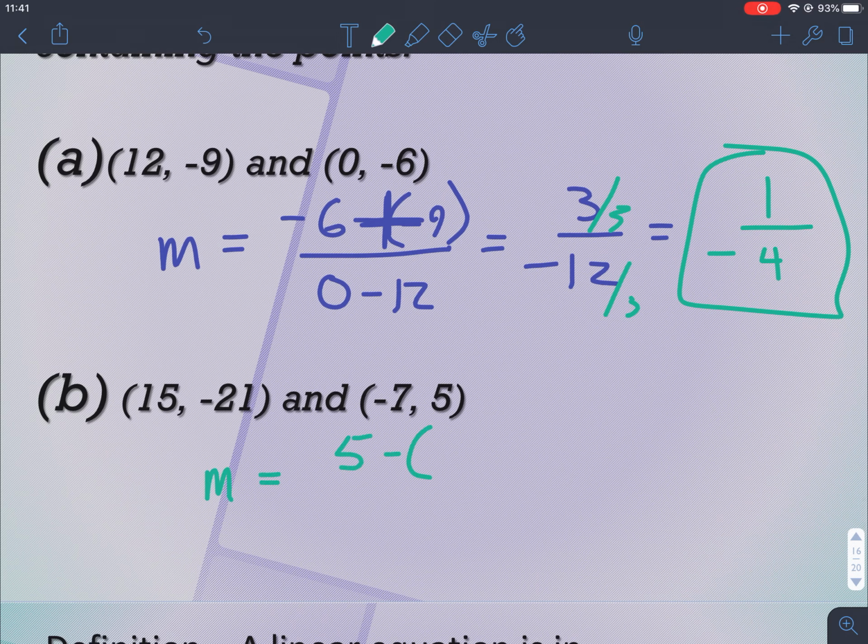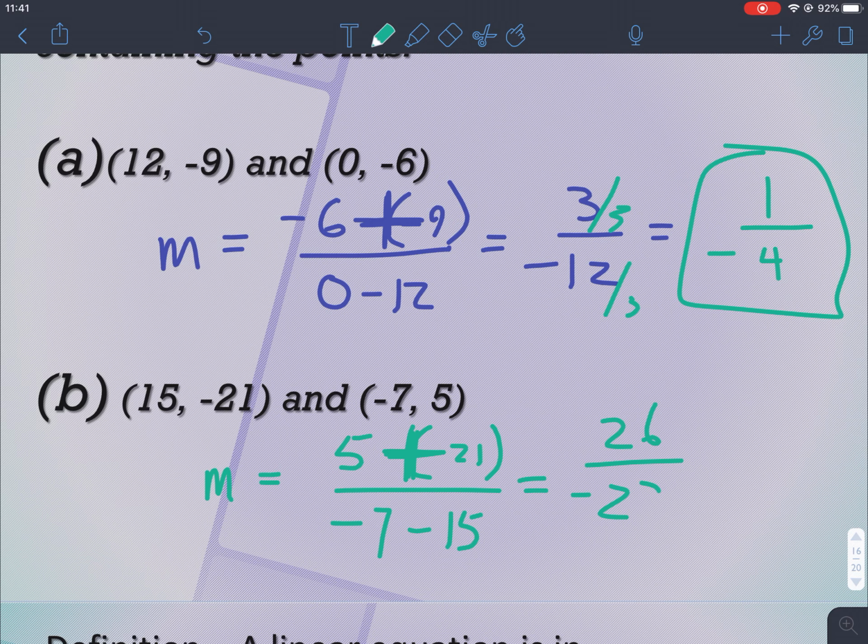5 minus -21 divided by -7 minus 15. So that's going to turn into +21, which is 26, divided by -7 minus another 15, which is going to be -22. Let's reduce again. Divide by 2, and we're going to get -13 over 11.